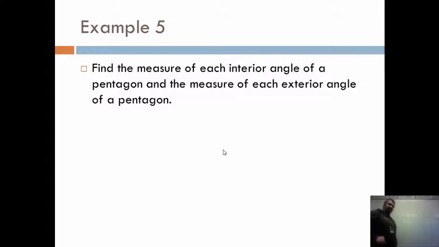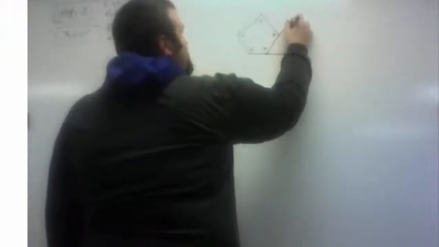If I look at the question, there's a key word that says each, and that means I have to find it for each individual angle. It's a regular pentagon, which means all the angles are the same. It also ends up meaning that all the exterior angles will be the same.